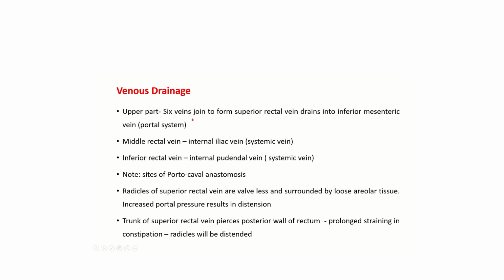Above the pectinate line, six veins join to form the superior rectal vein, which drains into inferior mesenteric vein, portal system. Middle rectal vein drains into internal iliac vein, systemic vein. Inferior rectal vein drains into internal pudendal vein, again systemic vein. So these are the sites of portocaval anastomosis. Radicals of the superior rectal vein are valveless and surrounded by loose areolar tissue. Increased portal pressure results in distension. Trunk of the superior rectal vein pierces posterior wall of rectum. Prolonged straining in constipation dilates the radicals of this superior rectal vein, resulting in hemorrhoids.